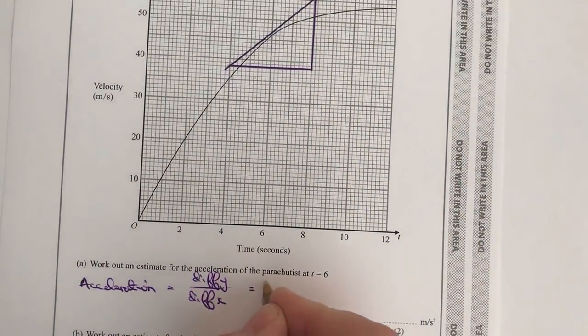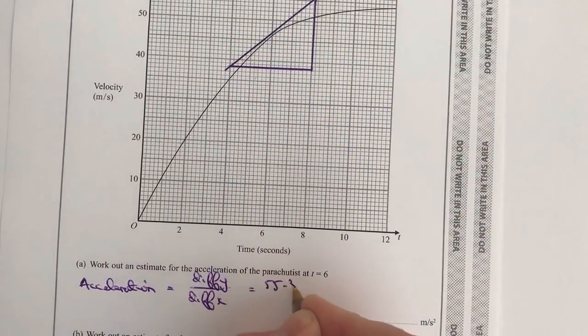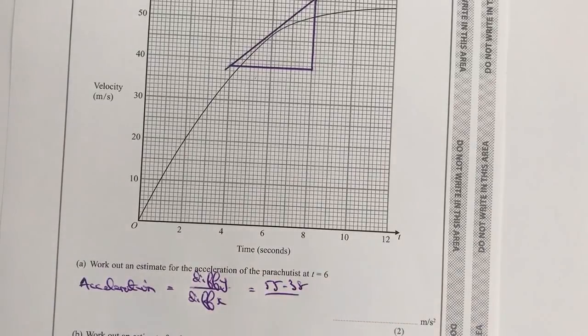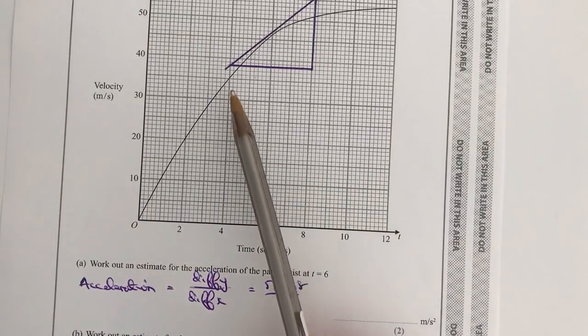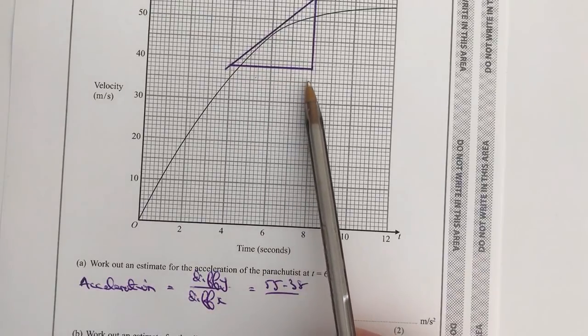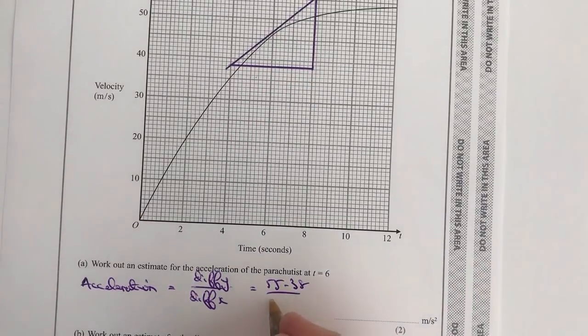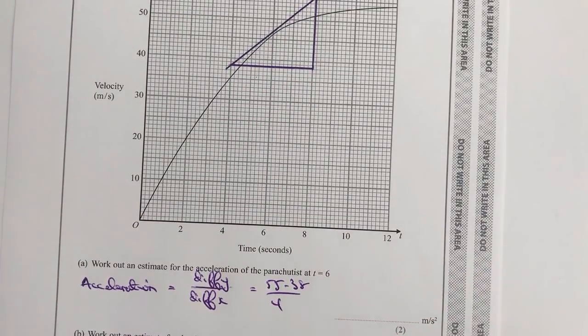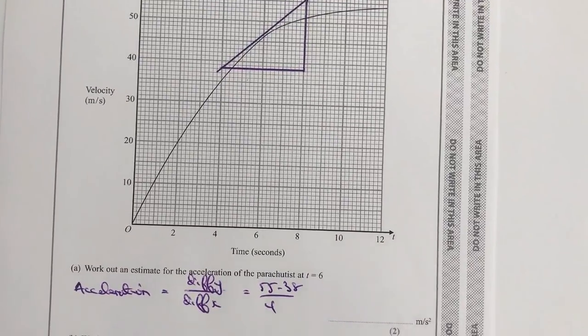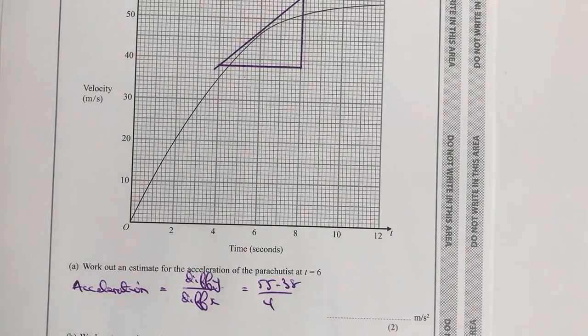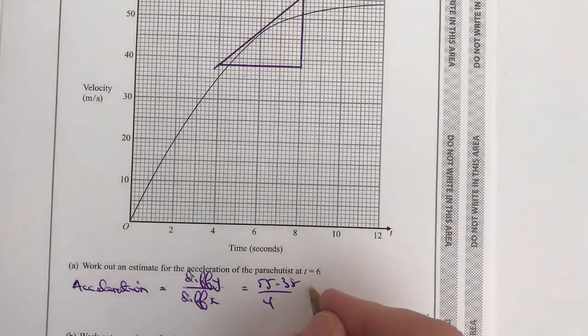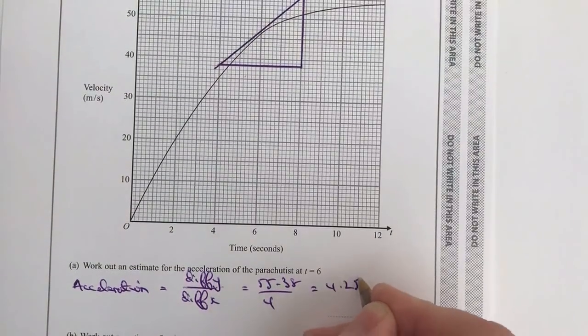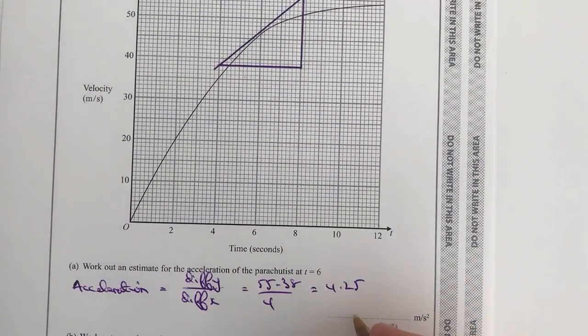So at the top here I've got 55 minus 38, and at the bottom I've got a difference in x. Well, that's a difference between 4 and 8, so that's actually 4. That's good. I didn't mean to do that quite as well as I did. That's exactly the same as when I worked it out before. That's just pure coincidence. So that's going to give me 4.25 meters per second squared.